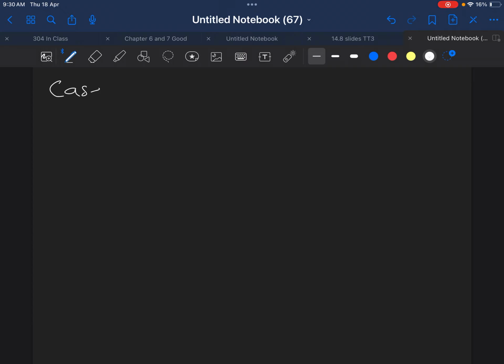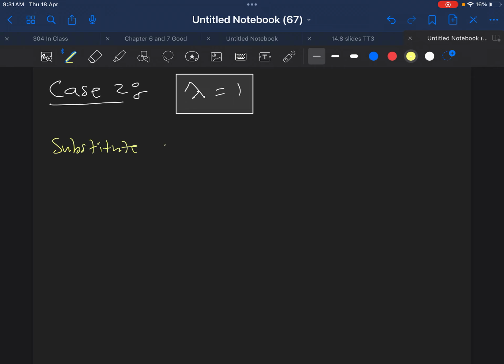Case 2, lambda equal to 1. Remember why lambda equal to 1? Because 1 minus lambda is equal to 0. Now substitute lambda equal to 1 into equation number 2, as we just did. Remember, equation number 2 was -2y equal 2 lambda y.